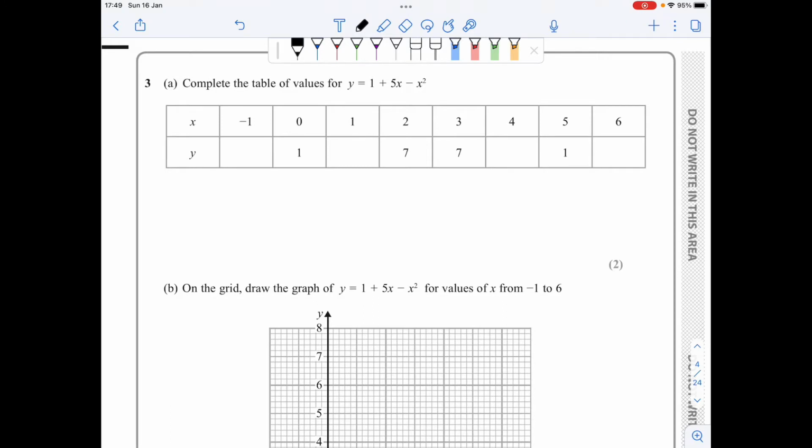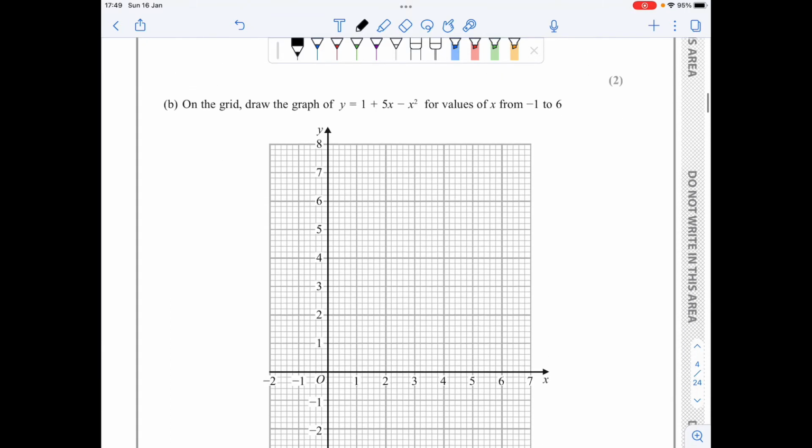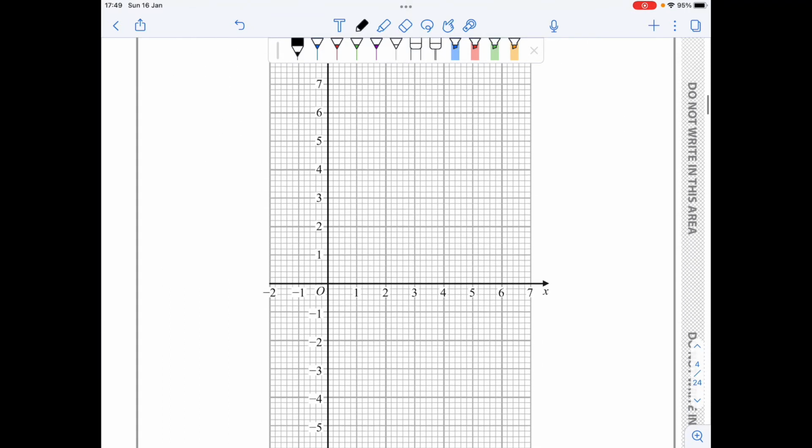In part A, I'll just put these x values on the calculator and get the corresponding y values, and these come out to be minus 5, 5, 5, and minus 5. And then in part B, I will plot these coordinates and then join them with a smooth curve. And this is how the graph looks.